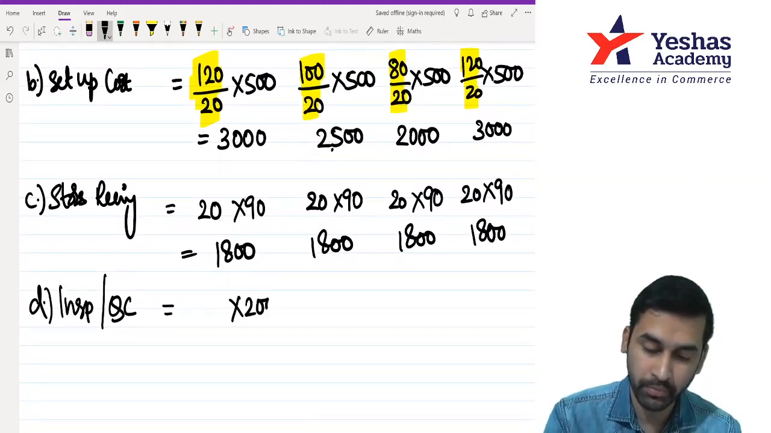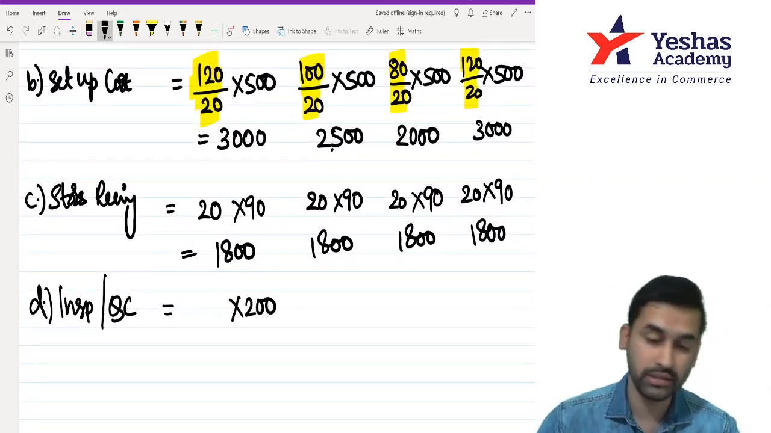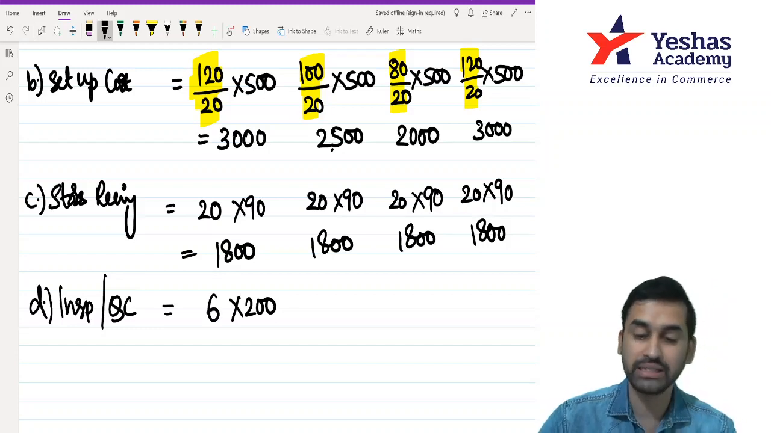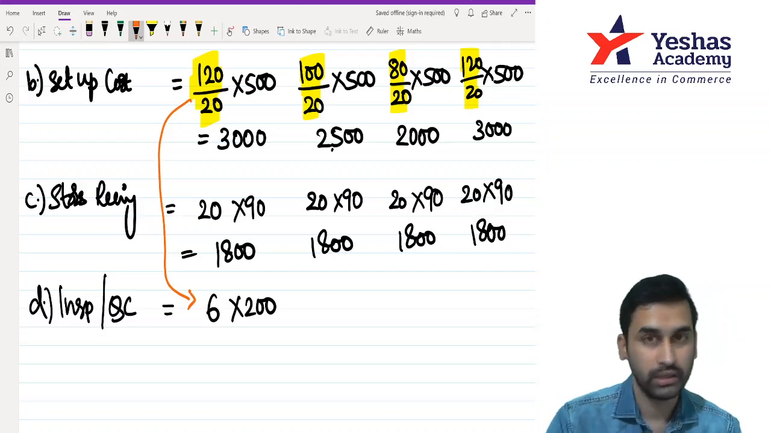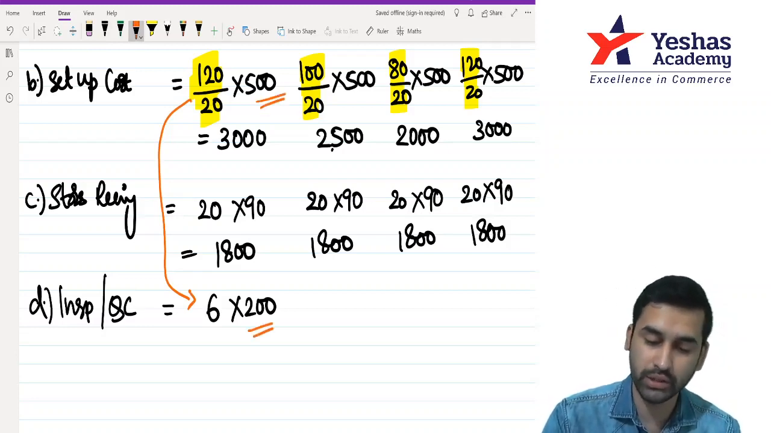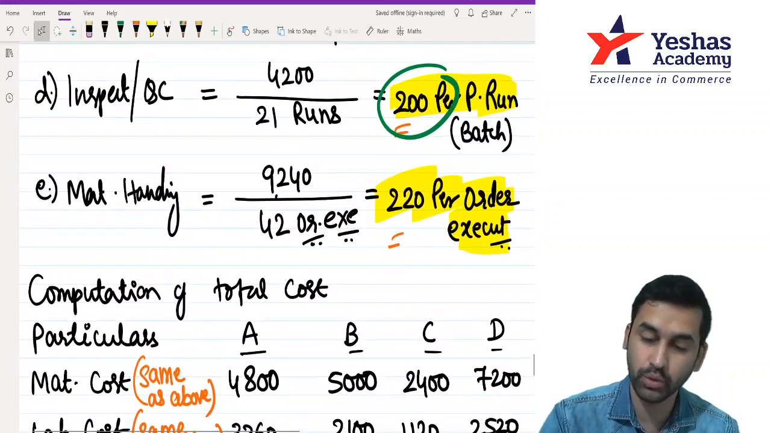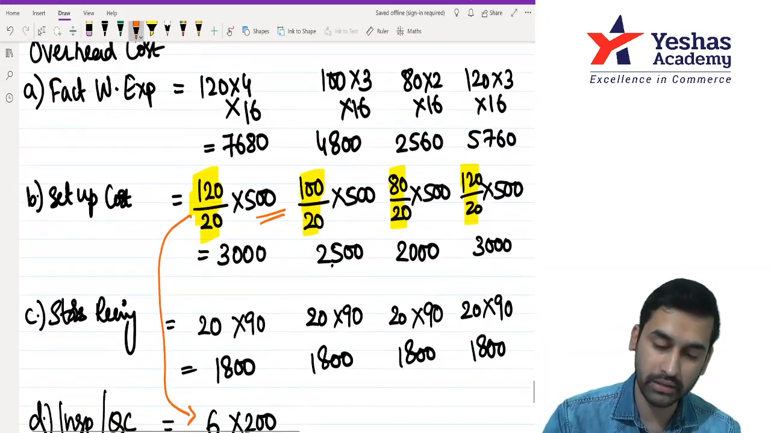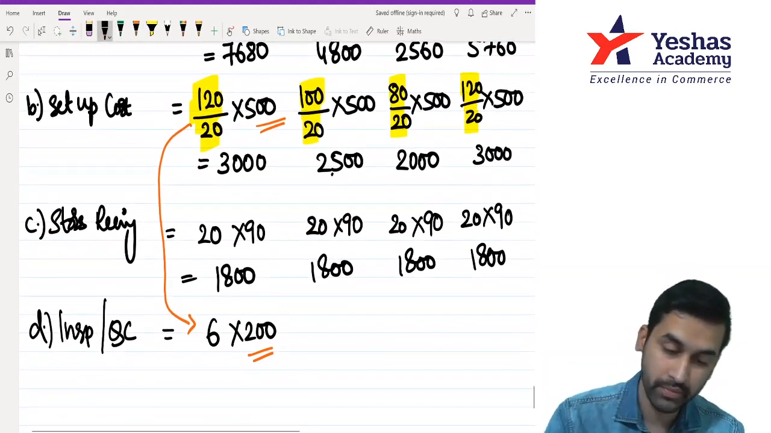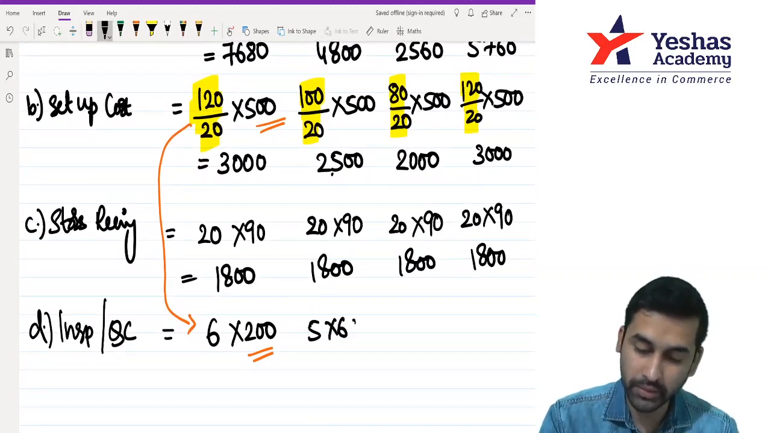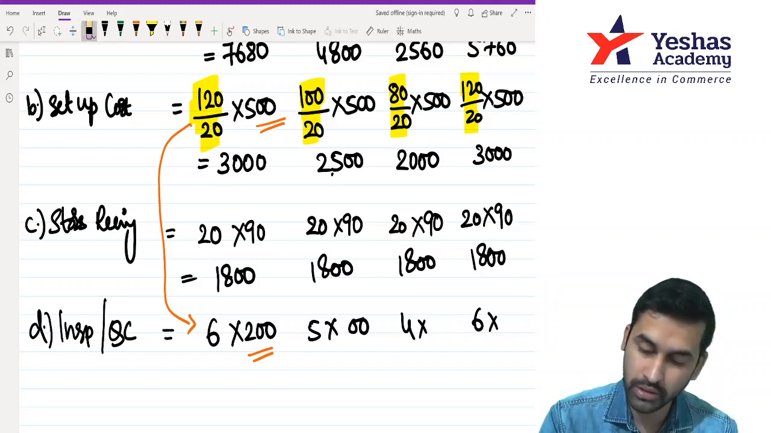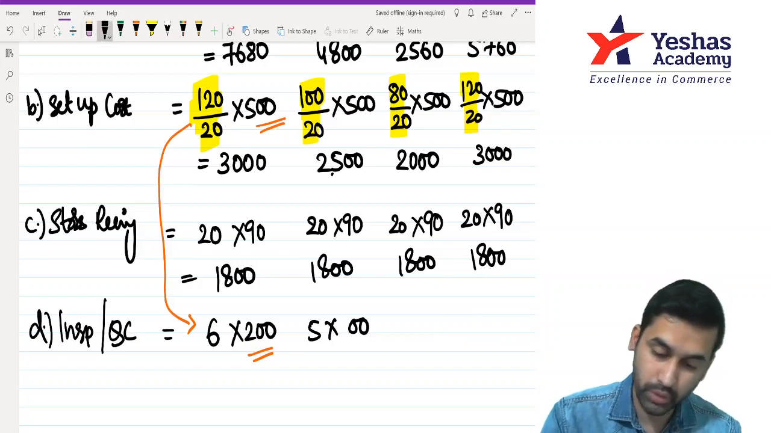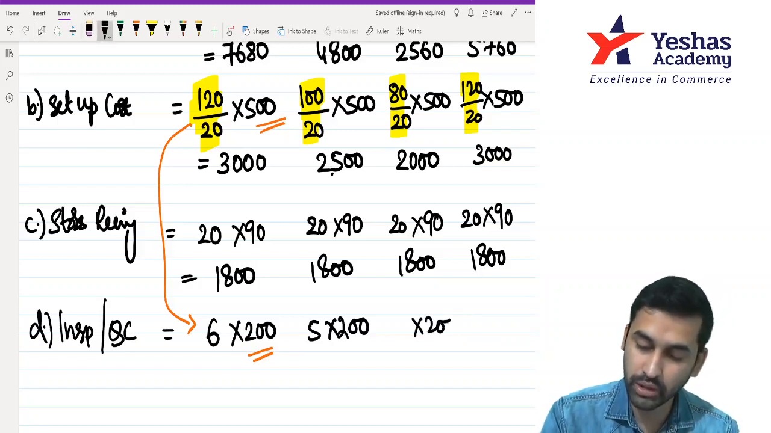Yes, sir. And how many runs? Sir, 120 by 20, you have already done, 6. See here, this number only. Correct? This was 500. Now this is 200. See, I am scrolling up. This is 200. This is 200. But this is same now. Here 6. Here it is 5 into 200. Here 4 into 200. Everywhere 200 only.